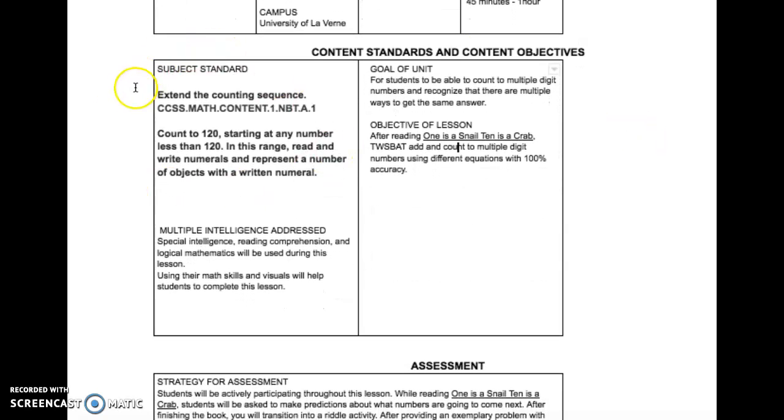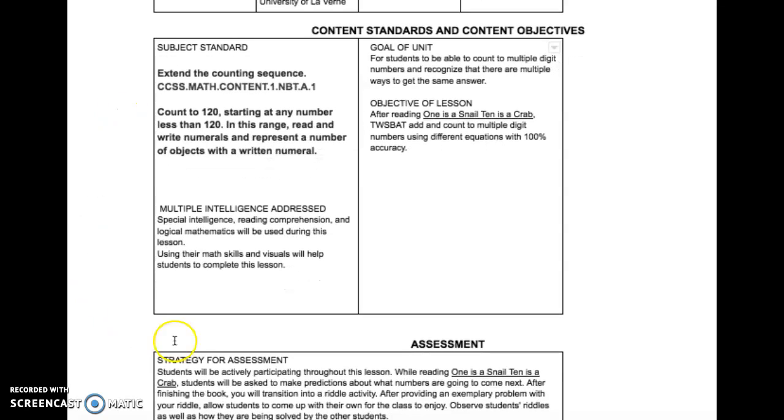So the subject standard is to count to 120, starting at any number less than 120. In this range, read and write numerals and represent a number of objects with a written numeral. And multiple intelligences addressed: spatial intelligence, reading comprehension, and logical mathematics will be used during this lesson. Using their math skills and visuals will help students to complete this lesson. So they're going to be using their visuals when they're reading the book and completing their activities, as well as their math skills during both.